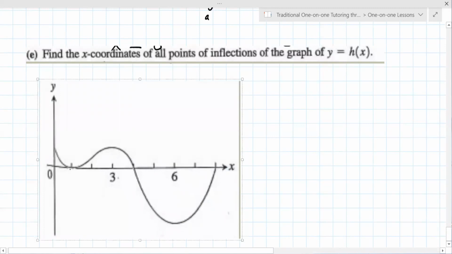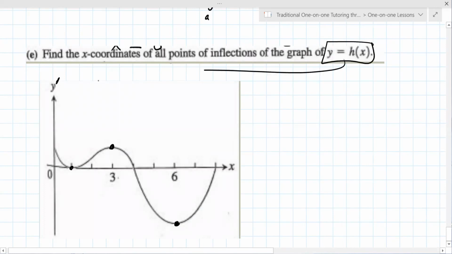Yeah. And that's really because this is y prime. I know it doesn't say that, but it ends up being that. So the inflection points are 1, 3, and 6. Yes.